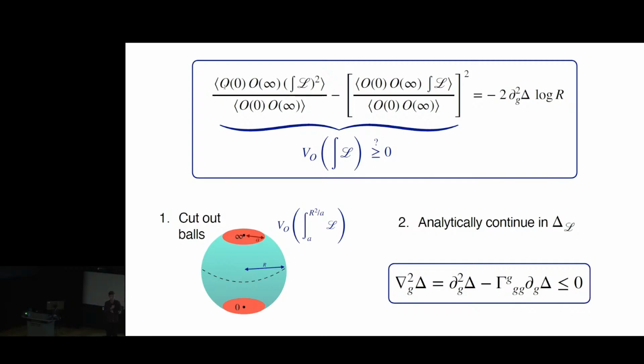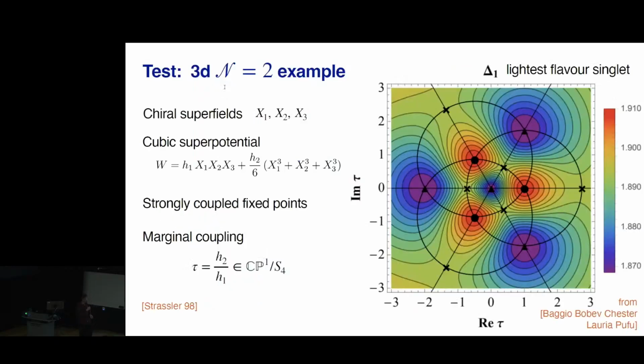So you add some indices. So you prove that the Hessian matrix is negative definite. So now let's test this.